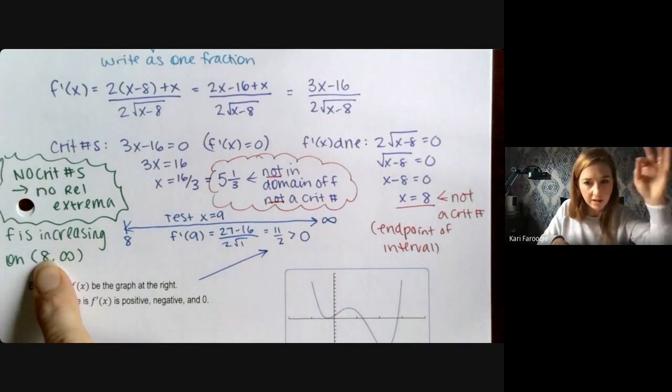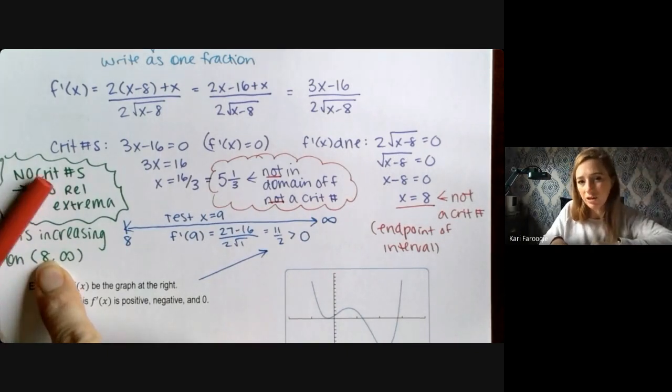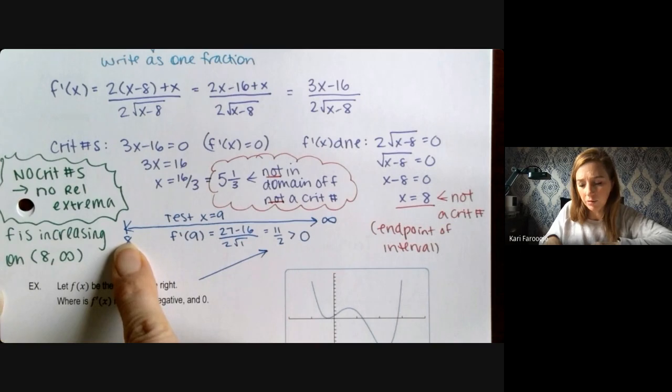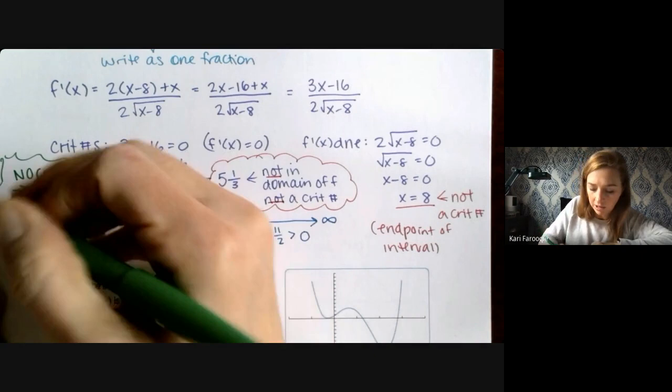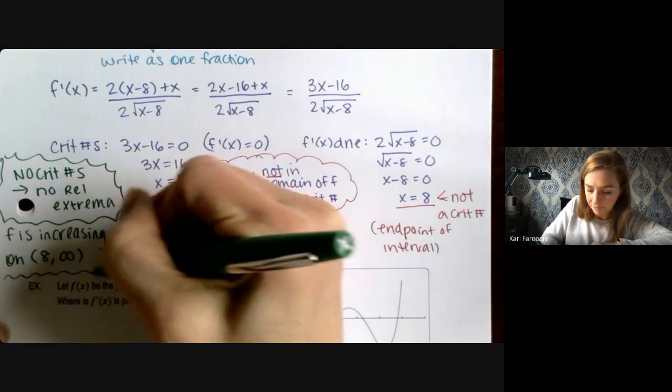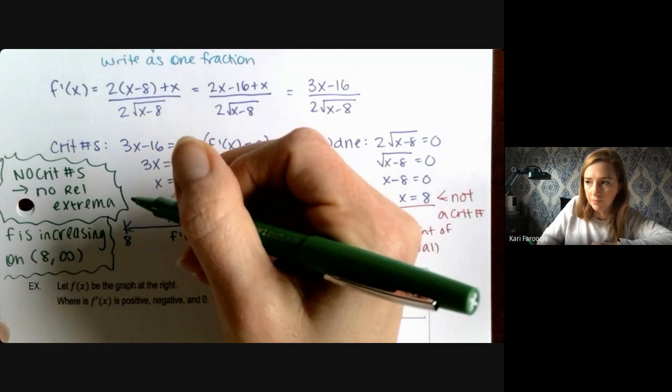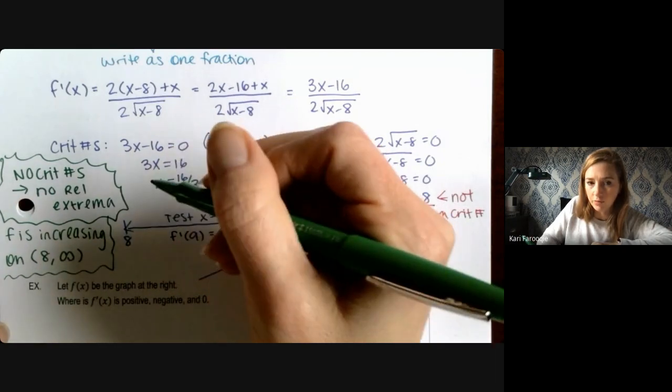I know it's not that big of a deal and maybe you wouldn't have even thought about it, but we can't actually be increasing at 8 because that is your endpoint. I wouldn't consider that a place where we would be increasing. I always think, how can you be increasing at an endpoint? That's the start of your interval.